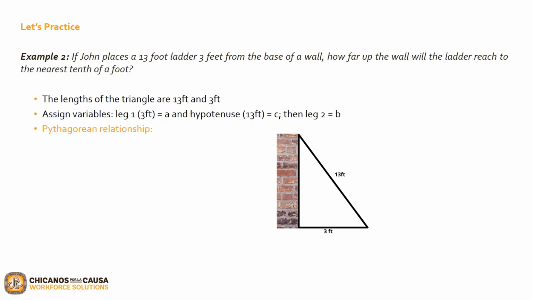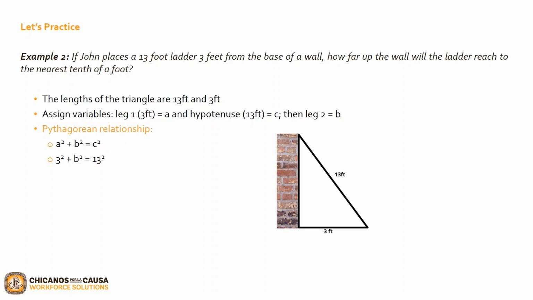So let's use the Pythagorean relationship. Once again, a squared plus b squared equals c squared. So leg 1 plus leg 2 equals hypotenuse. But in this case, we have a value for leg A, which is 3 squared, but we don't have a value for b squared. So we're just going to write in b squared and leave it as a variable. But we do have the total of the hypotenuse, which is 13 squared.